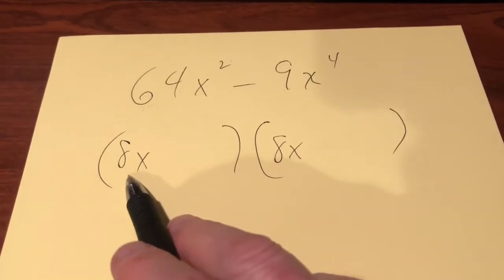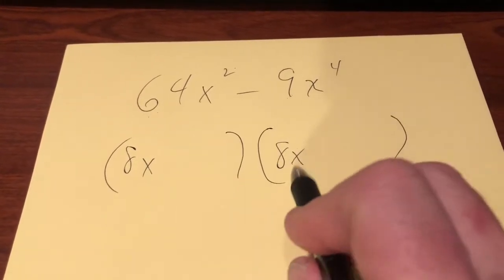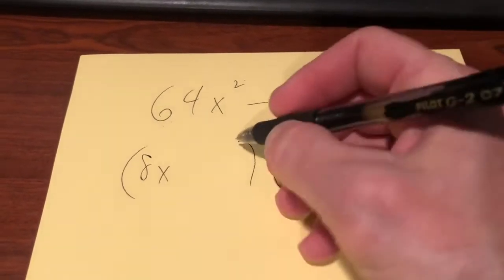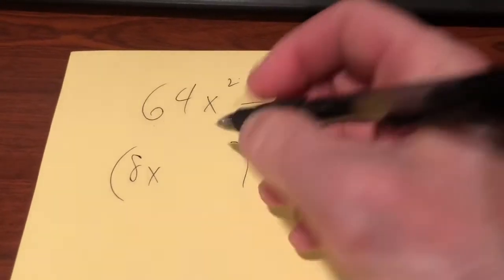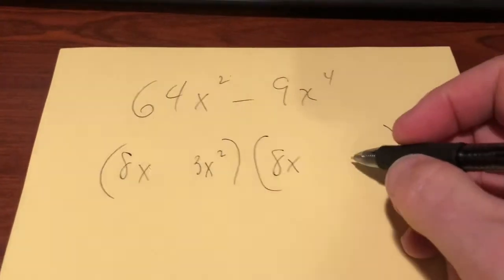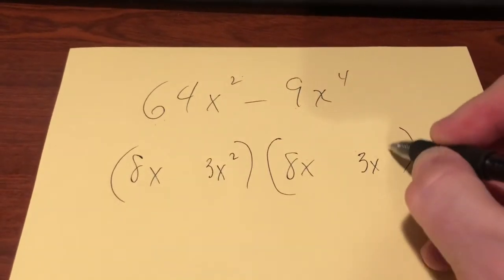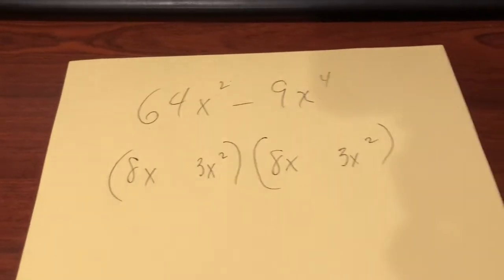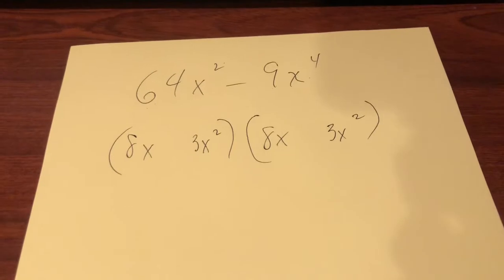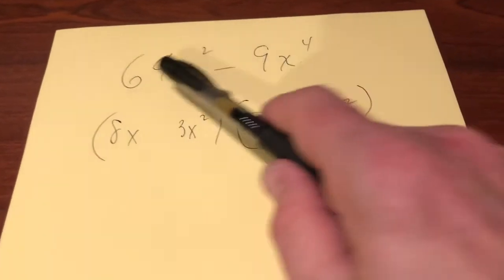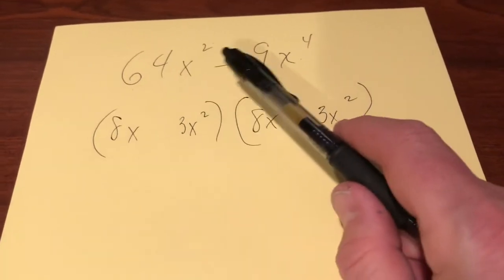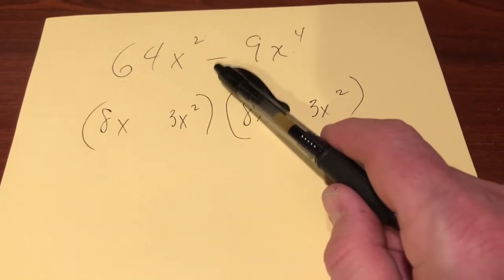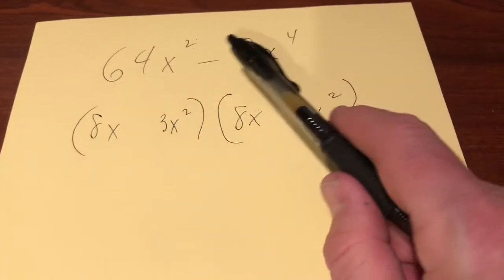So as I just mentioned, if we were to multiply 8x times 8x, we would get 64x squared. And if we were to multiply 3x squared and 3x squared, we would get 9x to the fourth. Now, what's different about this one than the ones we did yesterday is there's no middle term. Okay, so this is the difference. Remember, subtraction. The answer to a subtraction problem is called the difference of two squares.